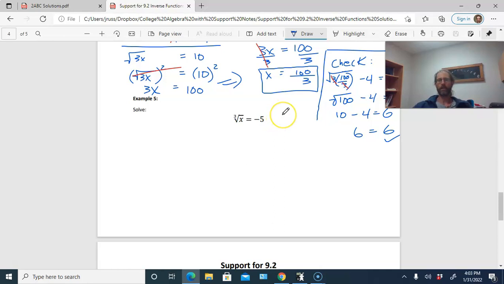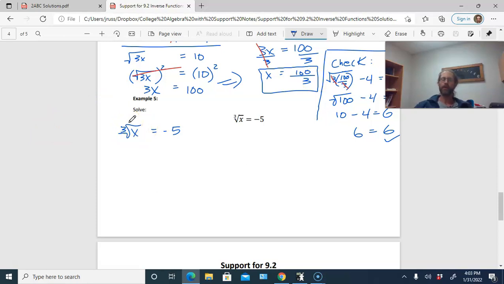All right, let's look at a couple more. Now we're going to be working with a cube root because there's a little 3, an index of 3 here. So we have the cube root of x is equal to negative 5. The procedure is the same. We've still got to get the radical by itself. Well, it's just the cube root of x. It's already by itself on the left-hand side.